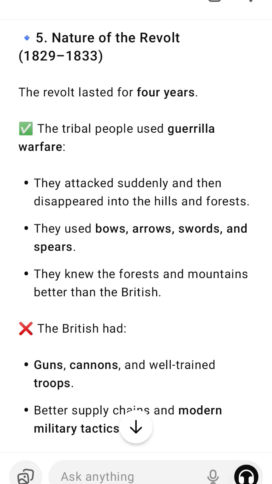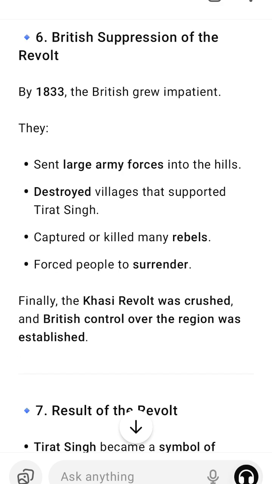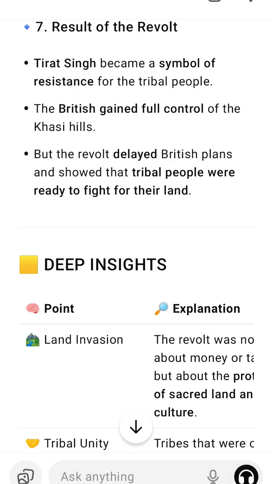Nature of the revolt, 1829 to 1833. The revolt lasted for 4 years. The tribal people used guerrilla warfare. They attacked suddenly and then disappeared into the hills and forests. They used bows, arrows, swords and spears. They knew the forests and mountains better than the British.